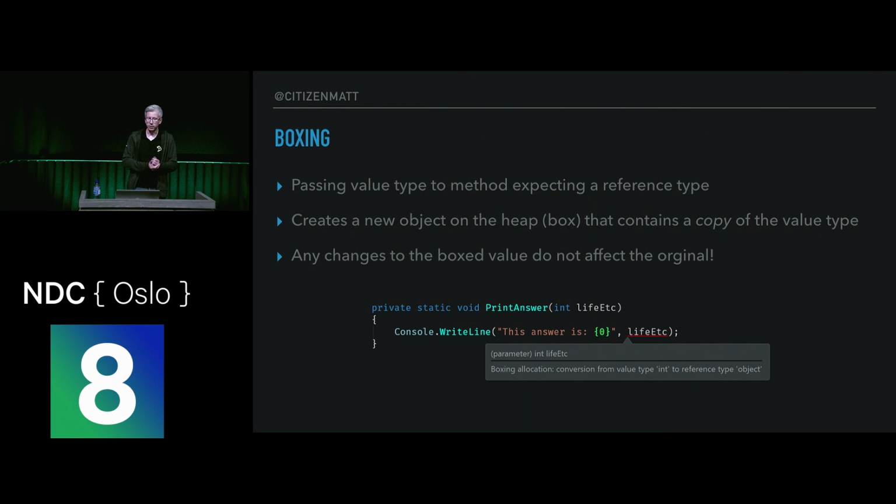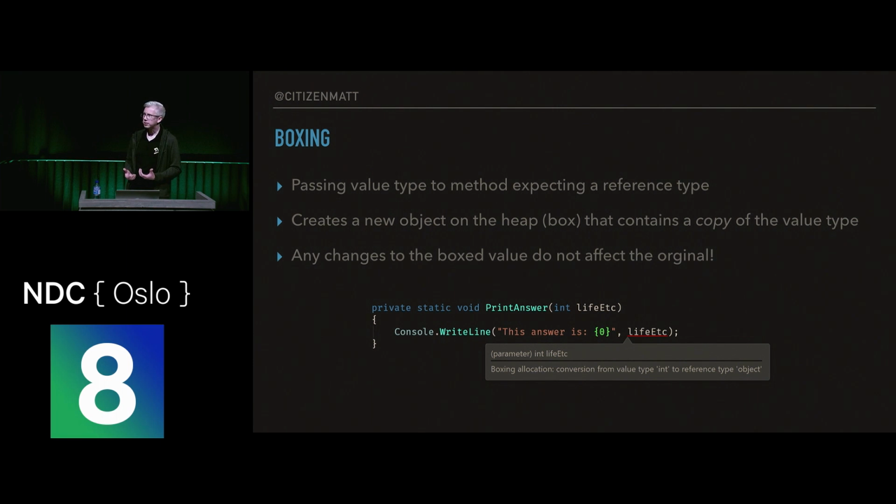So boxing. That's another useful way of reducing the amount of allocations that happen. Boxing happens when you pass a value type to a method that expects a reference type. So you can have something like Console.WriteLine. The parameters that get passed into that are expected to be objects. But if you pass an integer to that, it gets boxed.